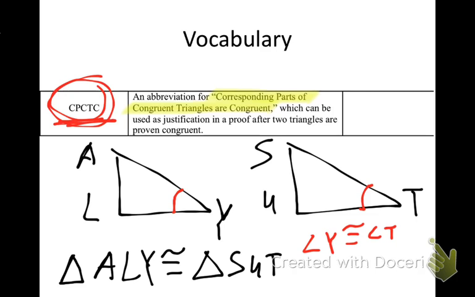It's saying AL is then congruent to SU. All those individual parts of the triangles are congruent. That's all CPCTC means. After you prove the triangles are congruent, every part of those triangles is congruent.